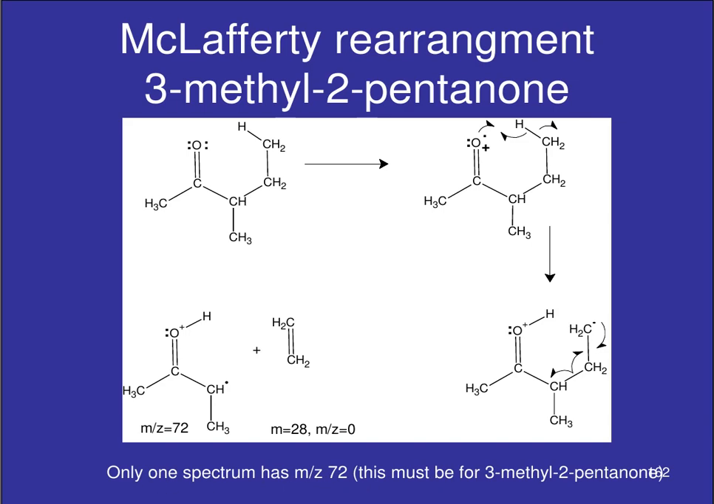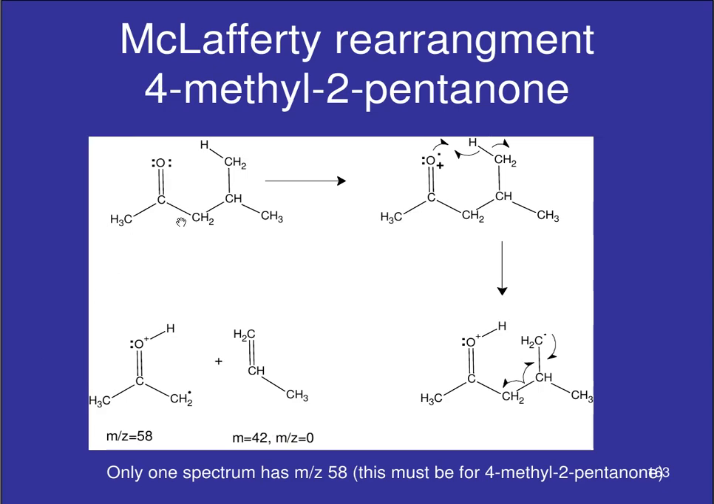Let's see if we can do McLafferty with the other compound. This is 4-methyl-2-pentanone. I've drawn it, and in this case there are 6 gamma hydrogens. These 3 are all gamma hydrogens, those 3 are all gamma hydrogens, but I've drawn one of those gamma hydrogens close to the oxygen. After knocking off an electron, we have a positive charge. We can break that bond. One of those electrons pairs with this electron to form a bond on this side.